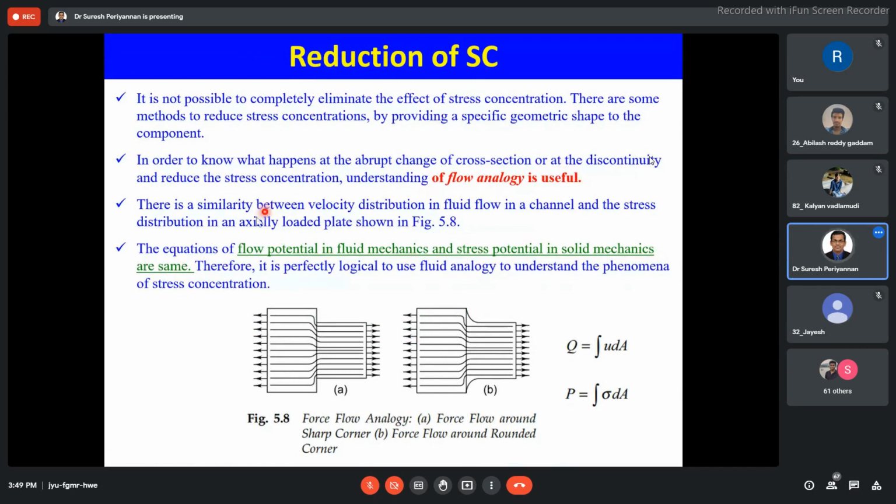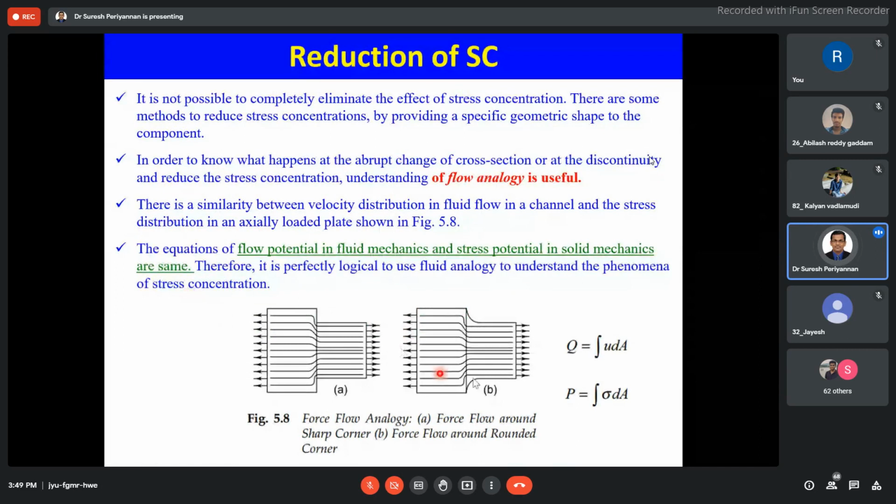Now we will see here. See here, there is a similarity between the velocity distribution of fluid flow in a channel and the stress distribution in an axially loaded plate. Many times we are considering the fluid flow analogy for understanding the properties of solid behavior. Sometimes we use the fluid flow analogy for understanding solid behavior when subjected to different loads. That's what many times we are using this concept. Similar concept we are using here.